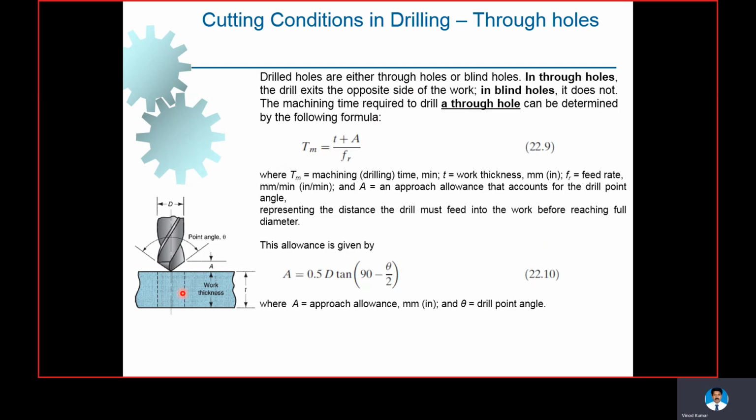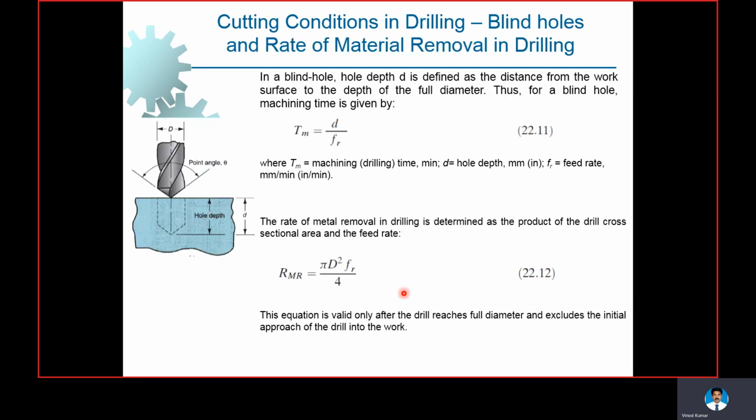So the time required for a drilling operation, if it is a through hole, meaning the drill bit exits on the other side, is equal to T, the thickness of the workpiece, plus approach. Approach is the additional distance traveled by the drill bit to drill the hole. Using this, we can calculate the time required for machining. Approach can be calculated using the angle of the drill bit with the equation 0.5 D tan((90 minus theta)/2), where D is the diameter of the drill and theta is the angle of the drill bit. We can calculate approach.